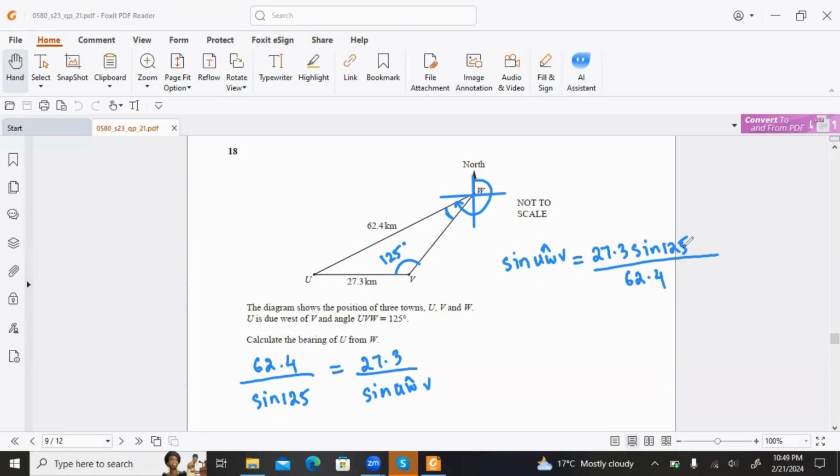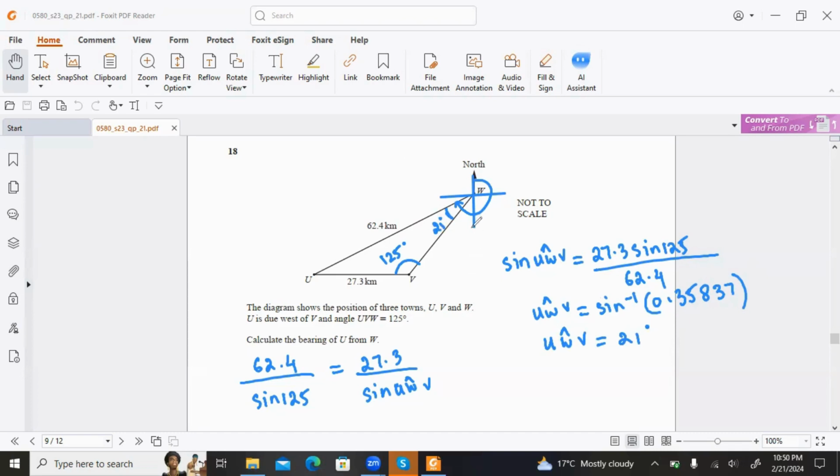Put the entire thing in the calculator. So 27.3 times sine 125 divided by 62.4. And then we do sine inverse of this. The sine inverse of 0.35837 gives us 21. So now we know that this value is 21.